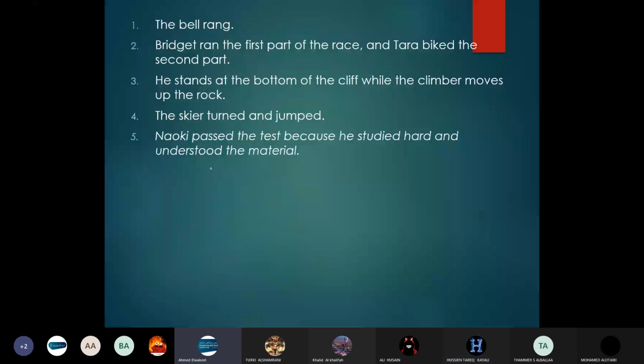Yes. Simple sentence. Number 5, Naoki passed because he studied hard and understood the material. Teacher, what page is this? We will start the page in a few seconds. So, number 5, Naoki passed the test. Independent clause. Because, subordinating conjunction, he studied hard and understood the material. That's the dependent clause. So we have a complex sentence.